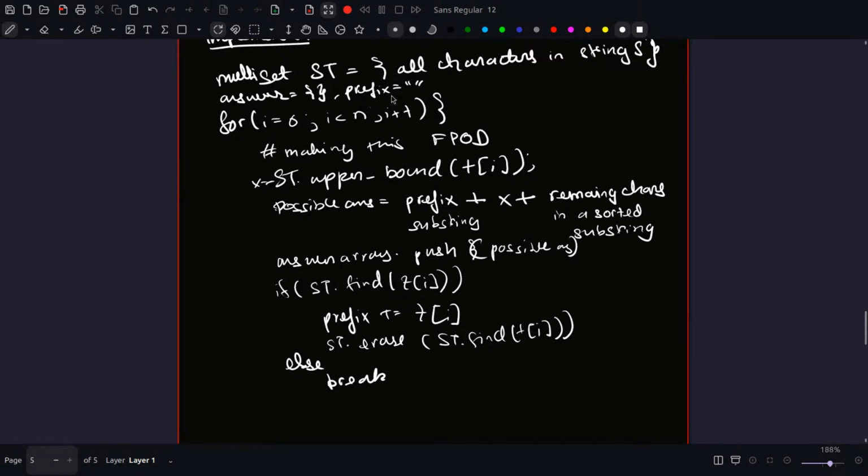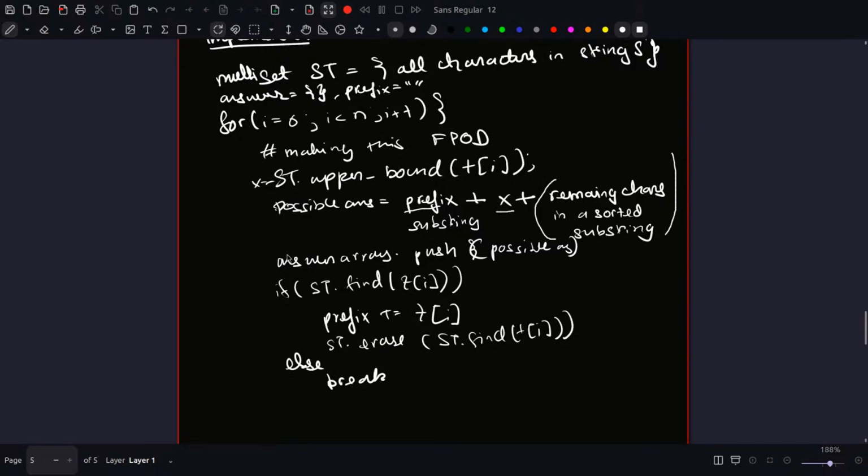We have a list of possible answers and we have a prefix. And then we'll try to make this the first point of difference. We'll find the upper bound. So whichever the larger character is, we'll put it in the position. So we have a prefix plus this just larger character plus remaining characters in sorted order.